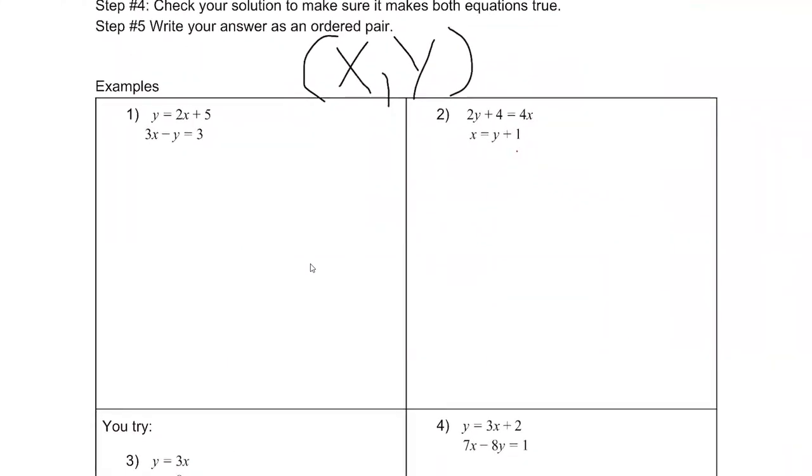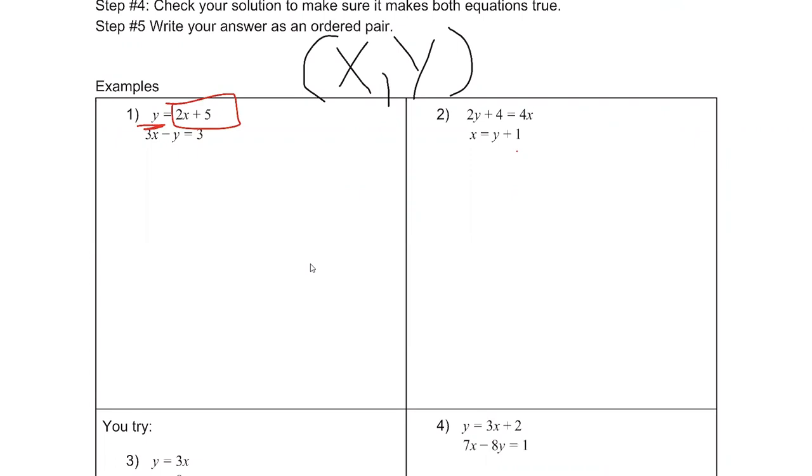So this first problem, you want to look at both equations. You want to see if either of them have the variable by itself. Do you have y equals or do you have x equals? Because that's a good sign that substitution, the method we're looking at this week, is the method you want to choose. So if you look in this first equation, you should see that we have y equals 2x plus 5.